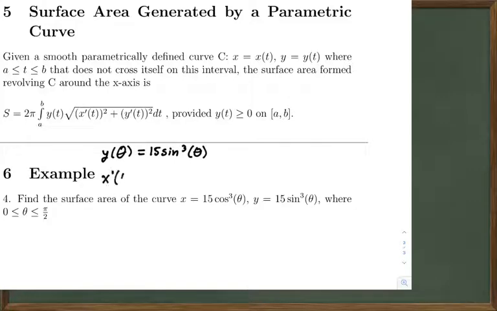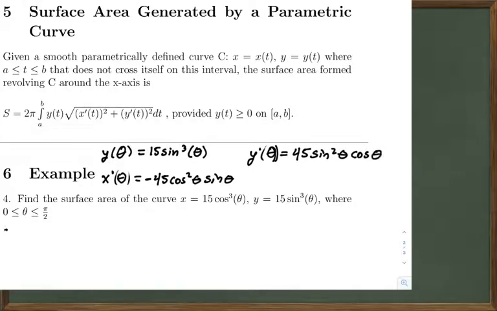Okay. x prime of theta, sorry about that, is equal to negative 45 cosine squared theta and sine of theta by the chain rule, and then y prime of theta is equal to 45 sine squared theta and the cosine theta by the chain rule.